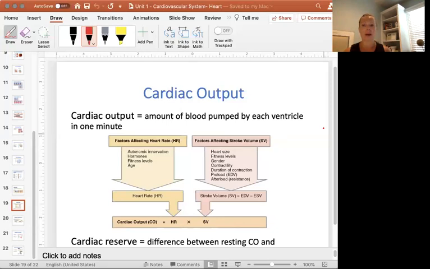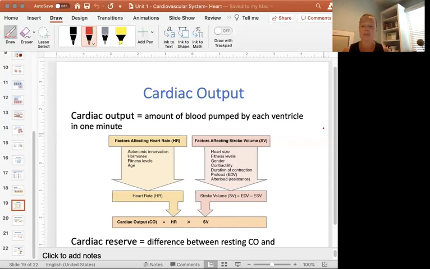So if you think about that, 5 liters, that's 2.5 2-liter bottles of soda. If you think about it that way, that's a lot of blood being pumped in 1 minute. And that is just when you are at rest. A lot of times you are not at rest. You are up and walking around or performing exercise, and that is going to make that number go higher.